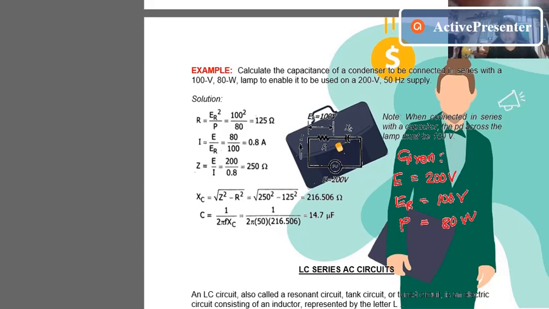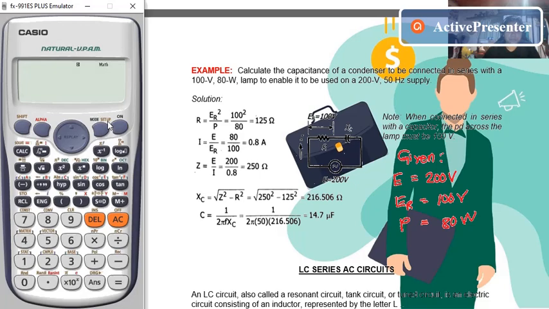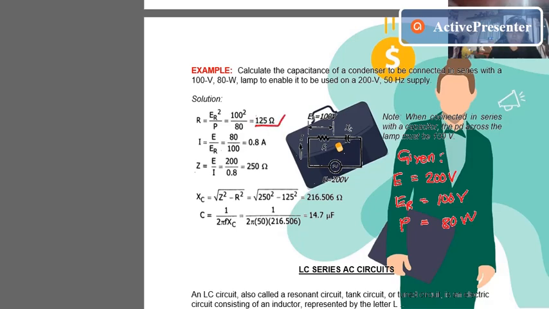So first, since we have the power, we need to solve for the resistor. The formula is R equals E squared, 100 squared, divided by the power of 80 watts. So our resistor will be 125 ohms. Here we have 125 ohms.